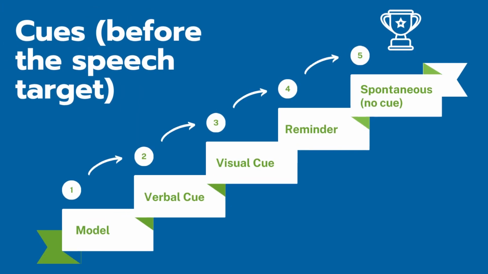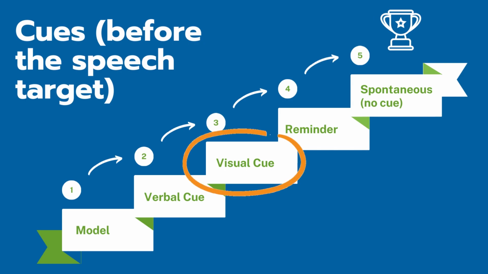Here are some common cues, from the most supportive at the bottom to the least supportive at the top. Let's start from the top and we'll work our way back. Spontaneous is when the speaker can say the sound without your help or any cues. For example, a child sees a sock and says, sock. This often, but not always, is what we're hoping for. Next, you can give a reminder to use the target sound. For example, remember to use your S sound.